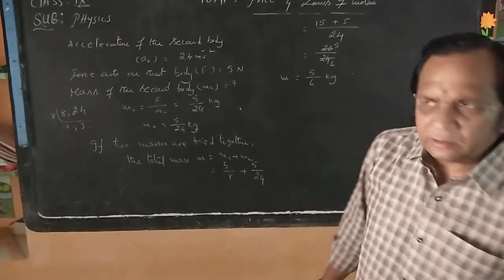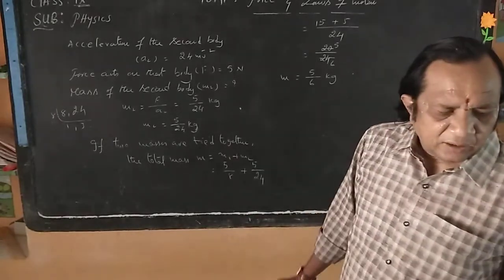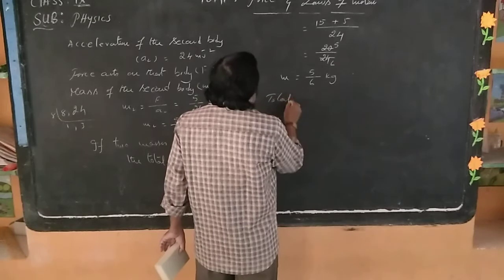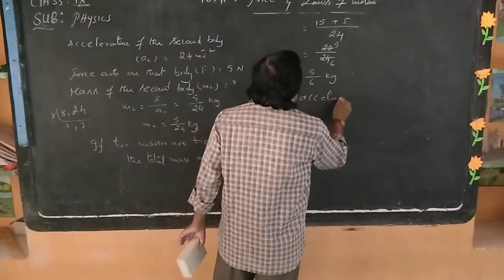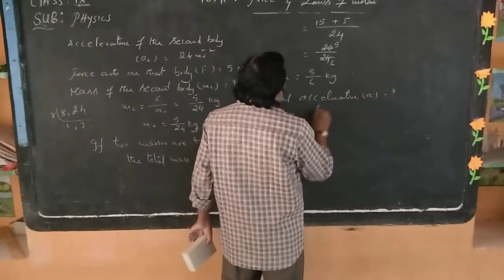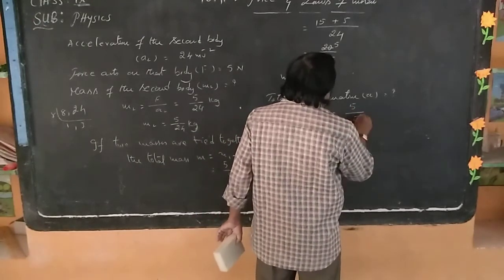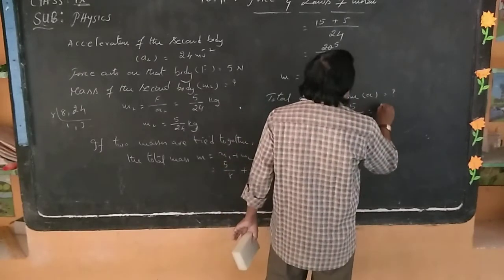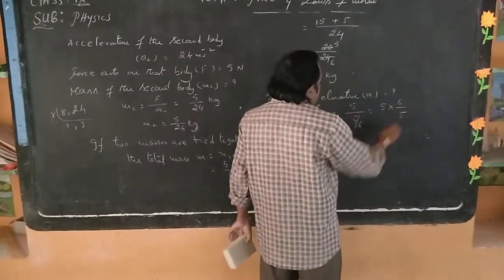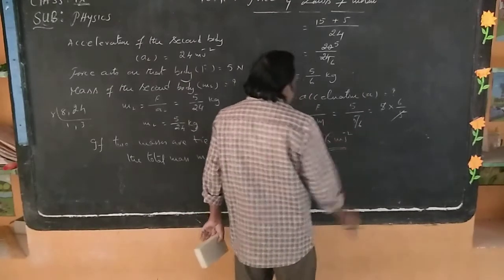So now I have to calculate the total mass, and the same force will be provided on this total body. What is the acceleration? Total acceleration is to be calculated. A is equal to F by M. That is equal to F, which is 5, by 5 by 6. Now this is equal to 5 into 6 by 5. Write it like this, 5 gets cancelled. Now acceleration A is equal to 6 meter per second square.